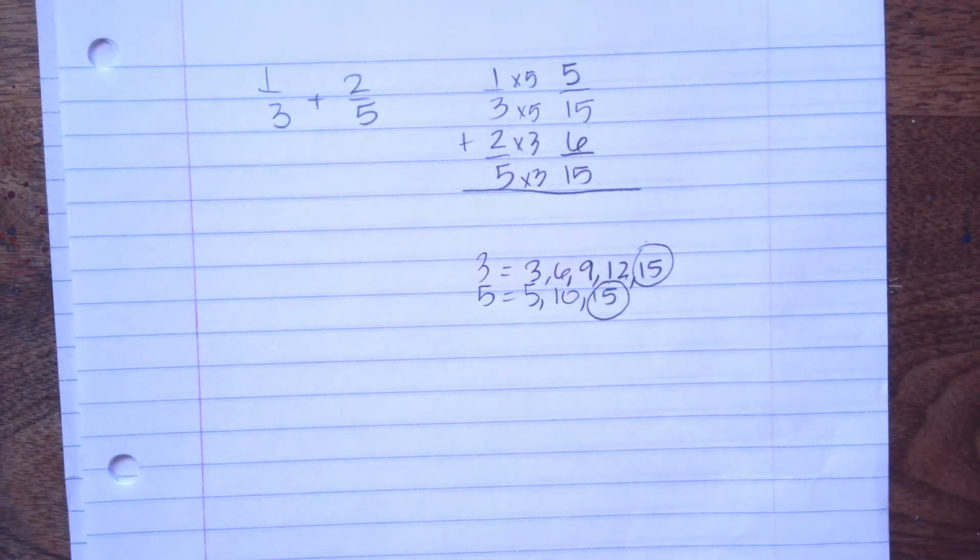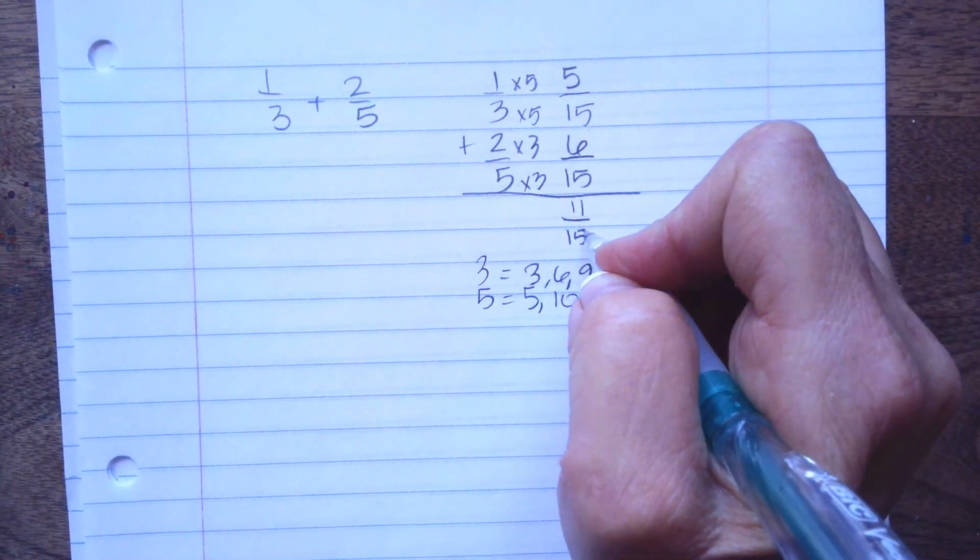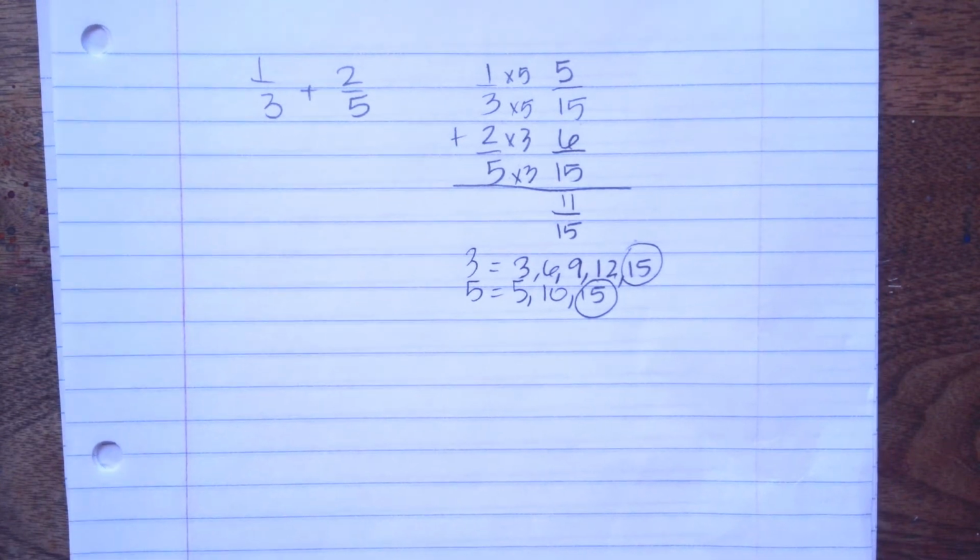Does that make sense to you now? Okay. Now we have the same denominator, so we can just add the numerators together. So 5 plus 6 is 11 over 15. And then our last step is just to make sure that it is simplified. Is it already as low as it could go? Yes, we cannot simplify it any more than that.